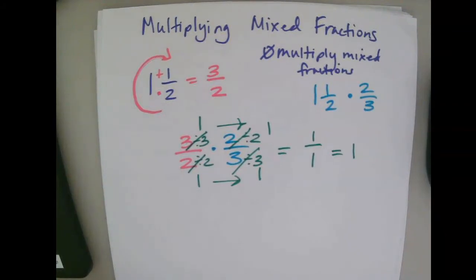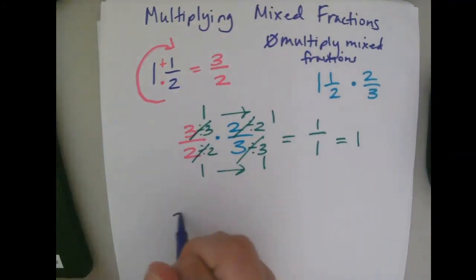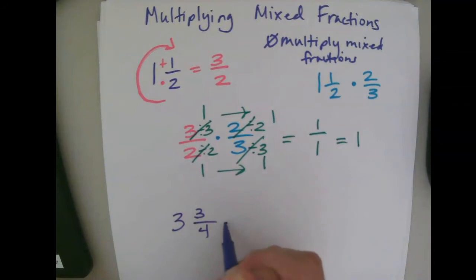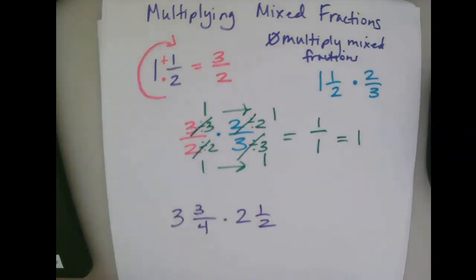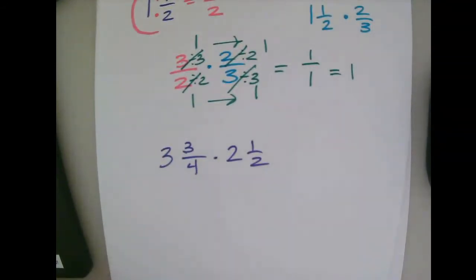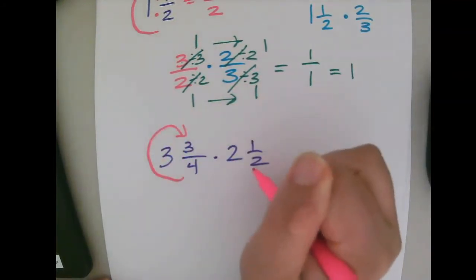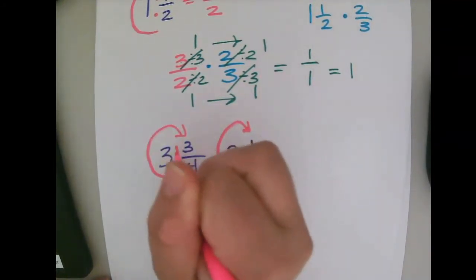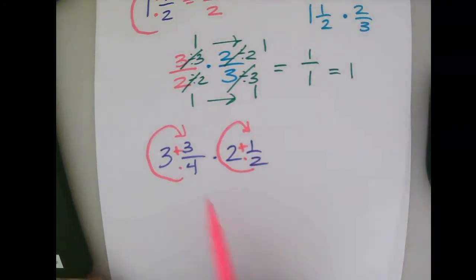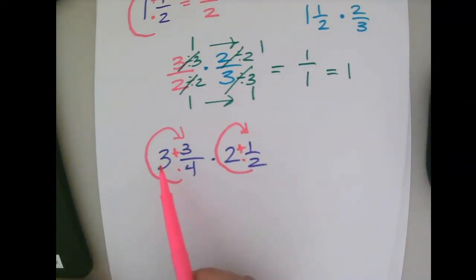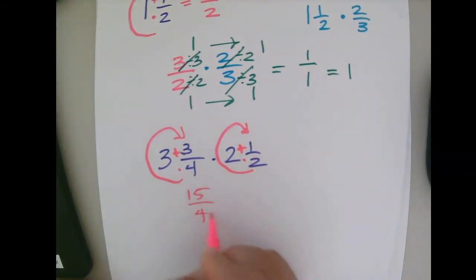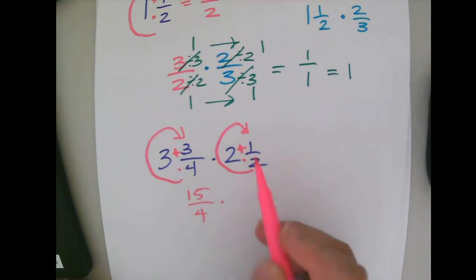Let's look at another example: 3 3/4 times 2 1/2. We just learned that we cannot multiply mixed fractions, and we have 2 of them here. So we need to do the clock method on both of these fractions. 4 times 3 is 12, plus 3 is 15 over 4. 2 times 2 is 4, plus 1 is 5 over 2.